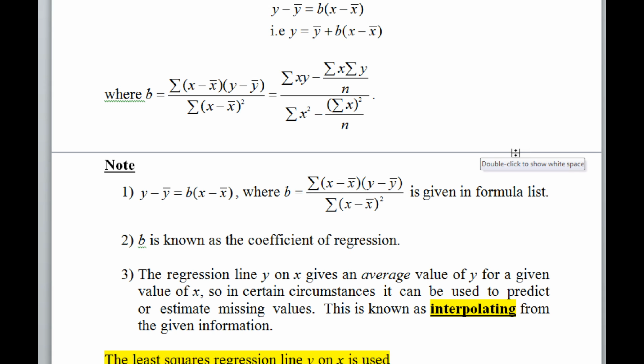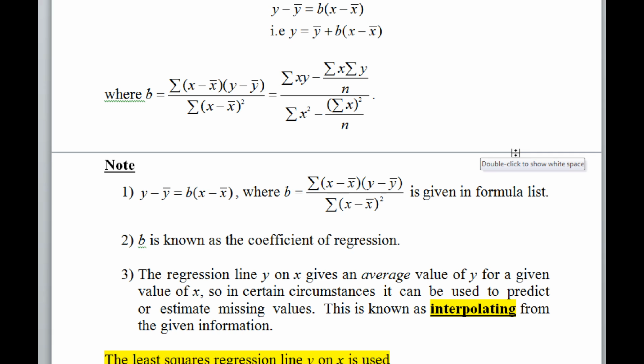b is known as the coefficient of regression. Sorry, b is just the slope of the regression line. It is not r. Don't confuse b with r. r can lie between -1 and 1. b is just a slope.